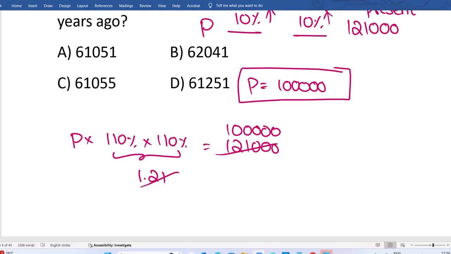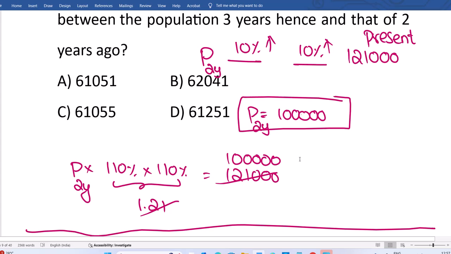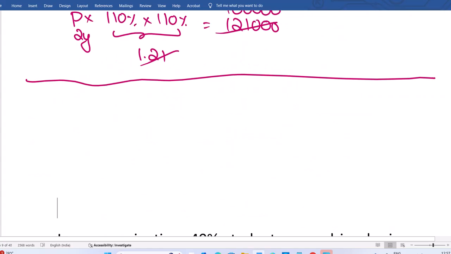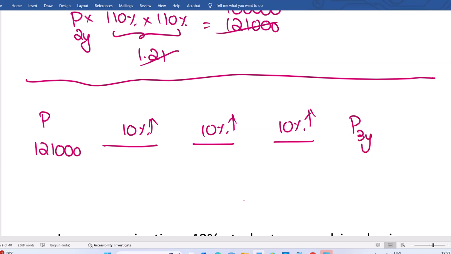when? 2 years ago. Okay, but you have to take the difference between. I'll write 2y meaning 2 years ago, at least you can understand. Next, 3 years after also we have to calculate. What is the current population? Present population 1,21,000. After 3 years means we have to multiply with 1.1 cubed. 3 years after. So first year 10% increase, next year 10% increase, next year 10% increase. Then you get the population 3 years after.